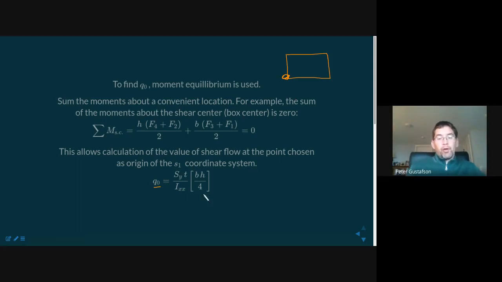Okay, so now we know Q0. Once we know Q0, we can go back and plug that in way up there, and we can know all the shear flows in each individual segment and generally be happy-go-lucky.